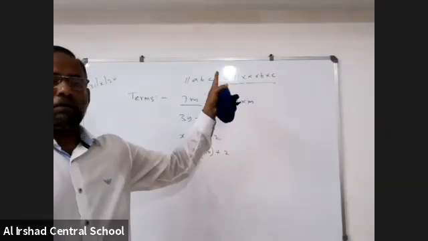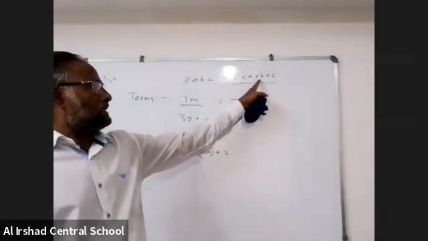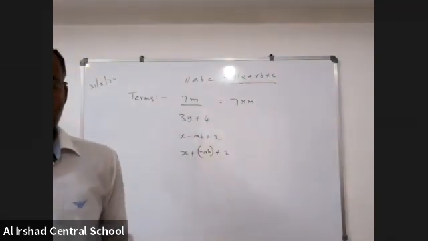4. 1, 2, 3, 4. 11 is a term, A is a term, B is a term, C is a term. Is that correct?